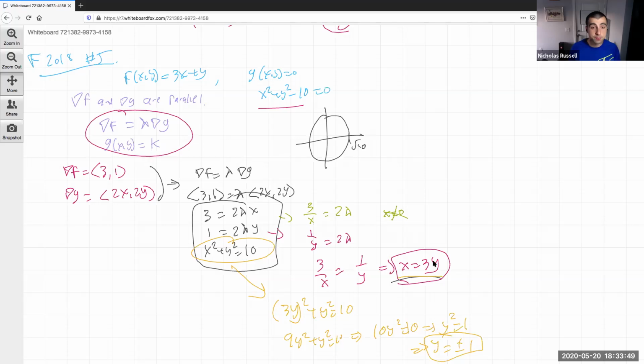Those are my possibilities. So now I get that y has to be plus or minus 1, and I can put this back in to get what the x coordinate has to be. When y is equal to 1, I will get that x is equal to 3. So I have the point (3, 1). When y is equal to negative 1, this means that x is equal to negative 3, which means that I get (negative 3, negative 1). So these are the 2 points that I can have extremes on here.